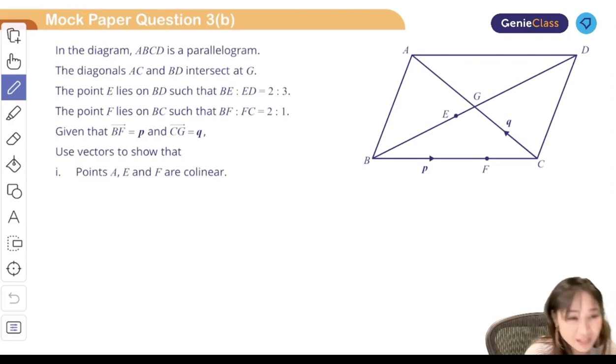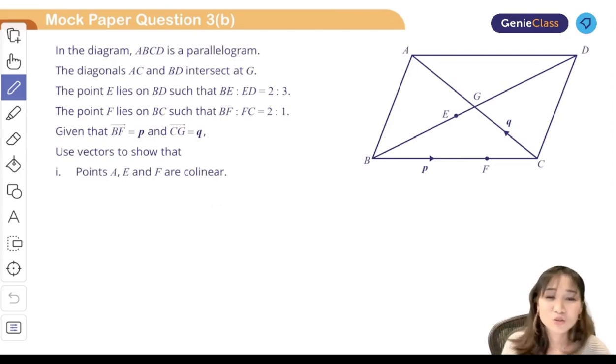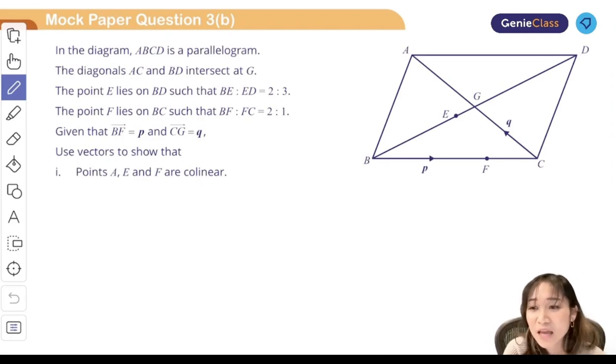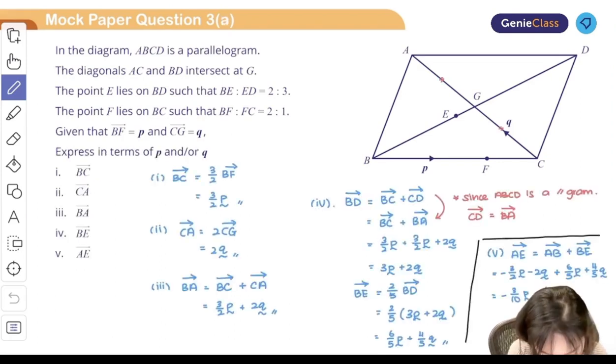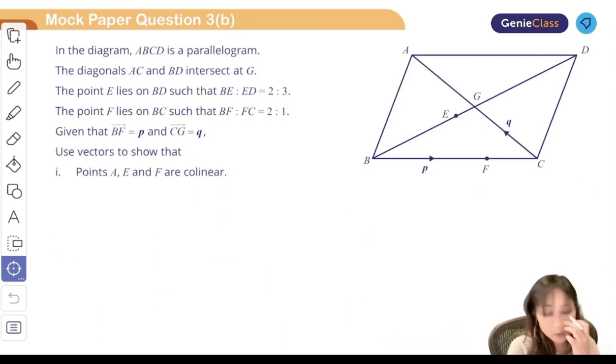So everyone, now from here, part B, part 1. Use the vectors to show that points A, E, and F are collinear. This is where earlier Pranav asked if we have multiplication. You see that we do actually use multiplication in vectors, where one vector is a multiple of another, and we can use it not just to expand but also to factorize and simplify. But it's not like matrix multiplication. So how do we prove collinearity?